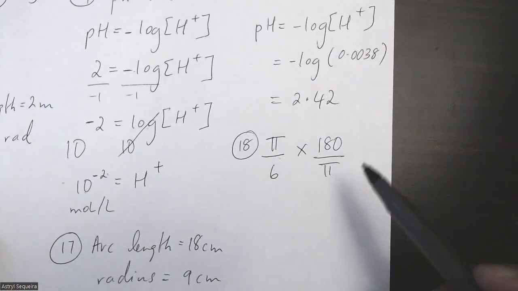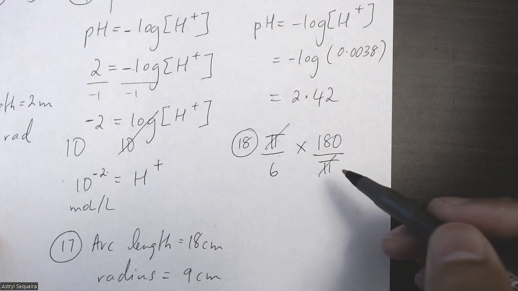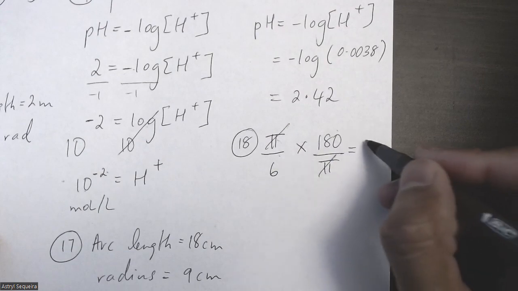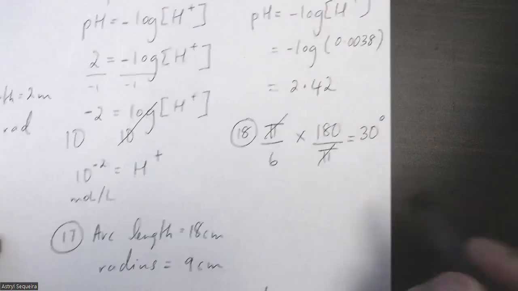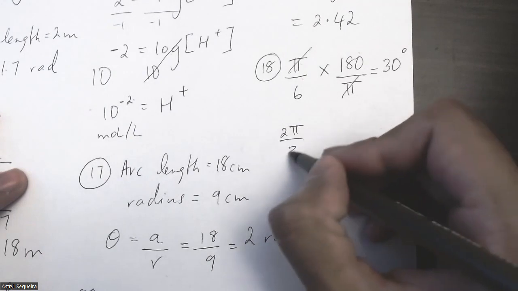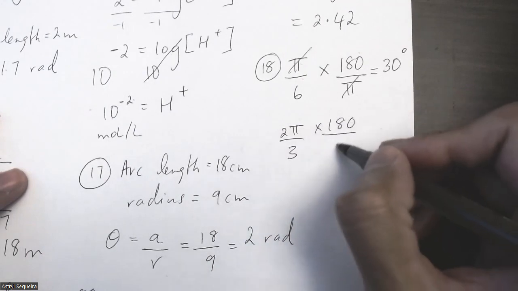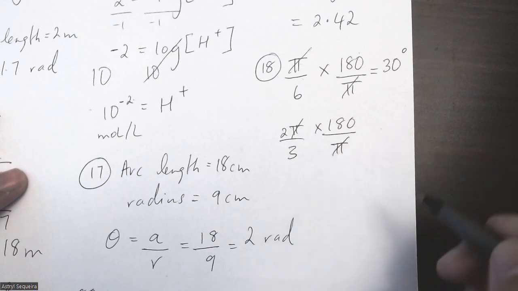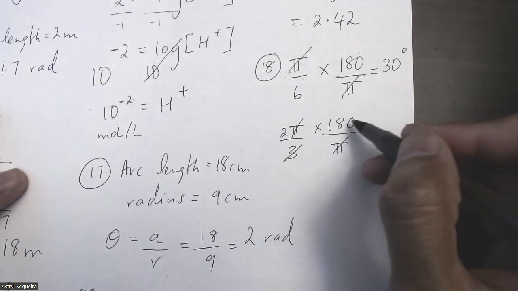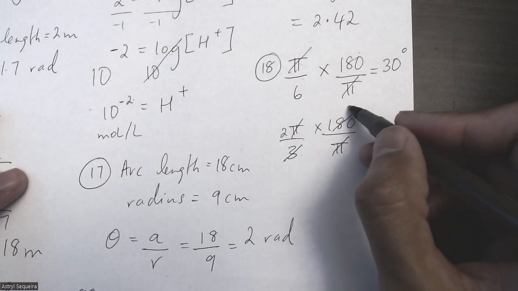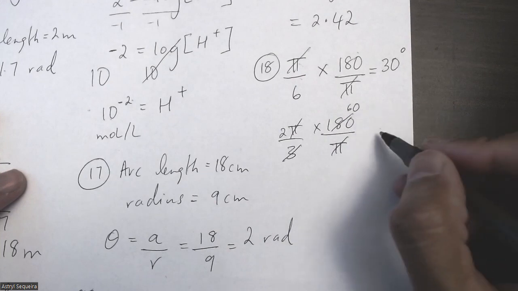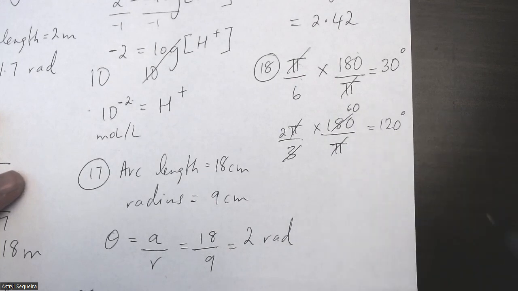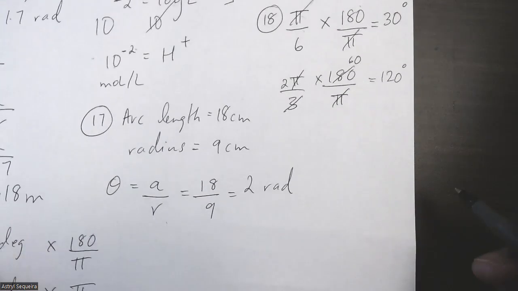So converting from radians to degrees here, I'm multiplying this. Pi and pi cancel. 180 divided by 6, that's just 30 degrees. So pi over 6 is the same as 30 degrees. For the next one, which is 2 pi over 3, pi and pi cancel. 3, and that's going to become 60, because 180 divided by 3 is 60, and 2 times 60 is 120 degrees. So 2 pi over 3 is the same as 120 degrees.